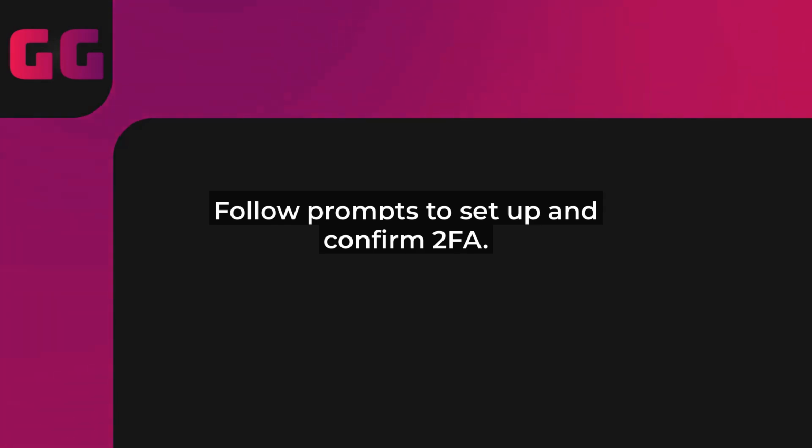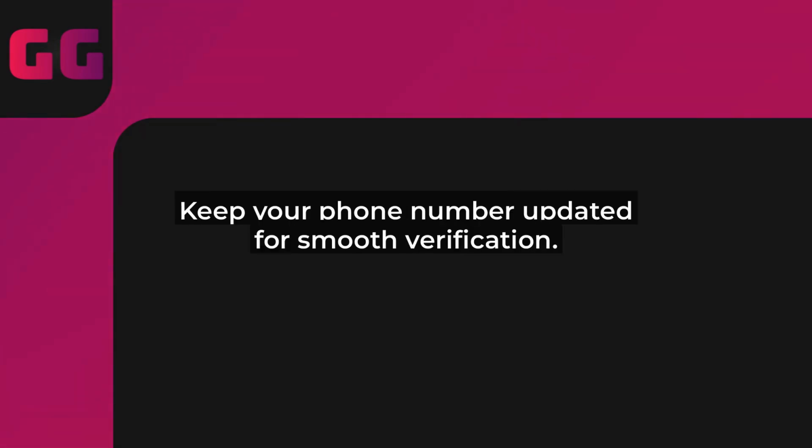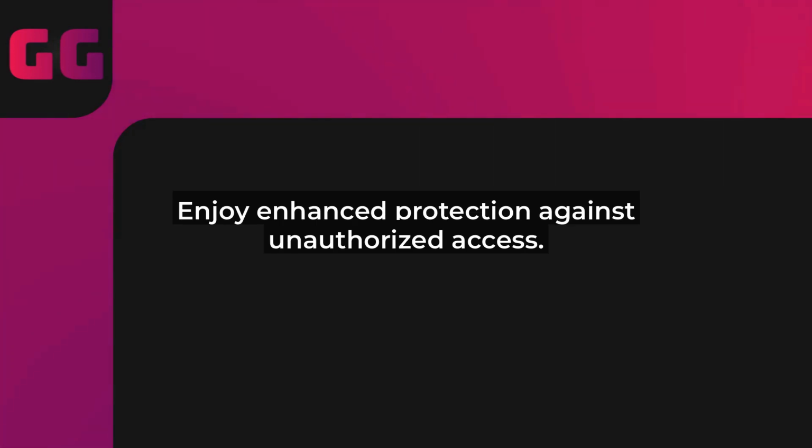One quick tip: make sure your phone number is up to date because 2FA often relies on it for sending codes. If you run into any issues, like an error message, double-check your app version or contact Cash App support. Remember, enabling 2FA might take a minute, but it's totally worth it for your security. There you have it, folks. You've now learned how to enable two-factor authentication on Cash App and taken a big step towards safer online banking.